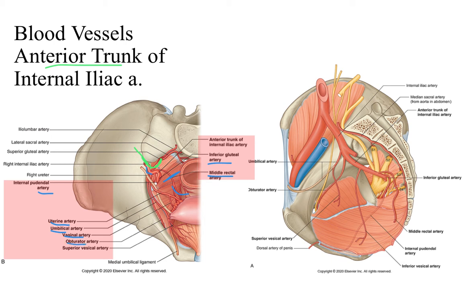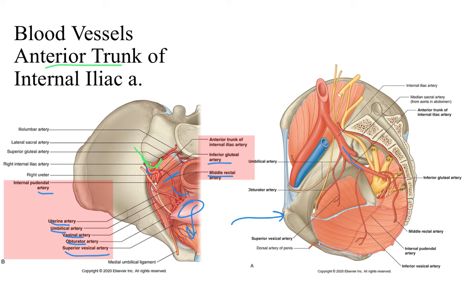The obturator artery, which is named because it goes through the obturator foramen, will supply blood to the adductor region of the thigh. And the superior vesical artery, which of course, we know, actually that's the uterus, will go to the bladder, urinary bladder more specifically.